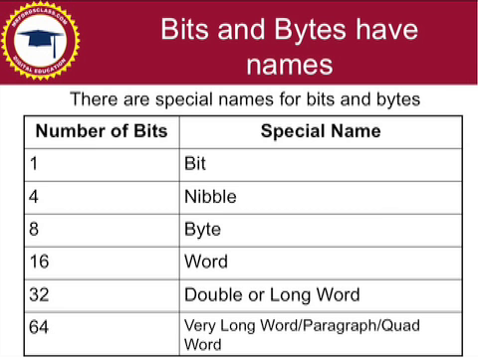Bits have special names depending on your grouping. Now, we just talked about 1 bit and 8 bits being a byte, but there's other names for these as well. 4 bits is a nibble, and I'm not making this stuff up. 8 bits is a byte. 16 bits is a word. 32 bits is a double or long word. 64 bits is either a very long word, a paragraph, or a quad word. Know those. Not so much for the A+ exam, but you will run into these if you continue in the IT programs, into networking especially.